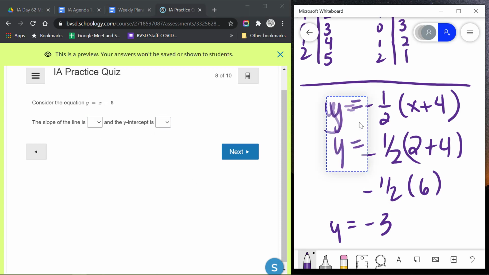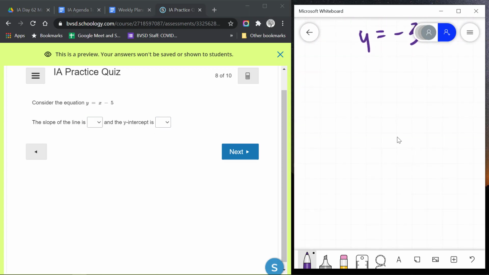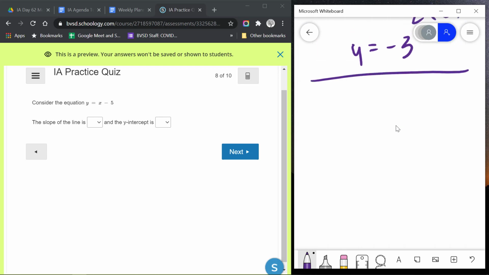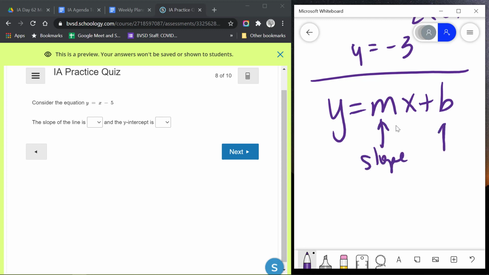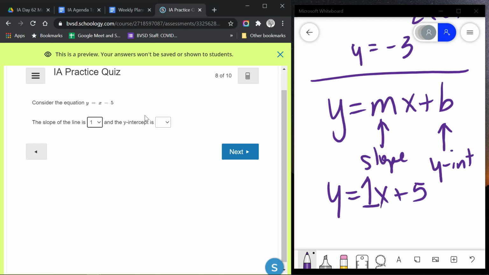Okay. So this is checking your understanding of slope-intercept form. So remember, slope-intercept form looks like y equals mx plus b. And the m here is the slope, and the b is the y-intercept. So for us, we've got y equals x plus 5. Now notice that's the same as 1x plus 5. So my slope is 1, and my y-intercept is -5.